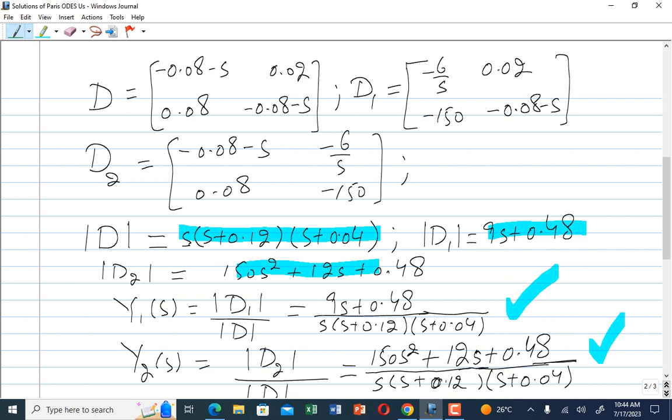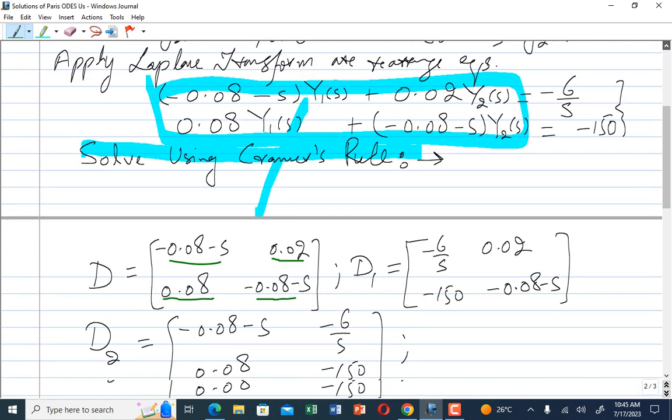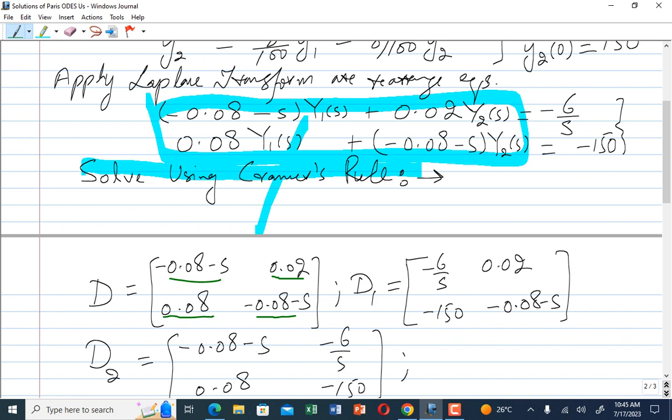For Cramer's rule, first we have to make a D matrix, and that matrix is based on these two equations. So I write the coefficient of y1 here, similarly the coefficient of y2 here, on the left side of equation 1. Similarly in equation 2, the coefficient of y1 here, and similarly the coefficient of y2. So this becomes the D matrix. If I go back to my equation, this is the coefficient of y1 here, this is y2, similarly this is for y2 and y1 in the second equation. And this is the right hand side.